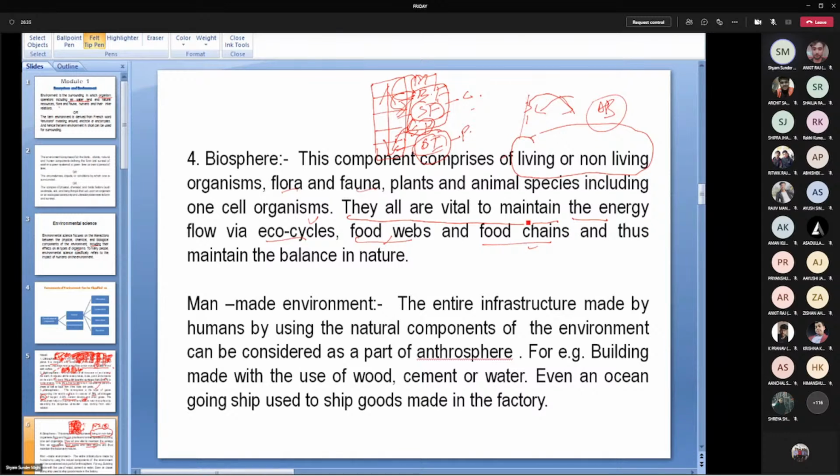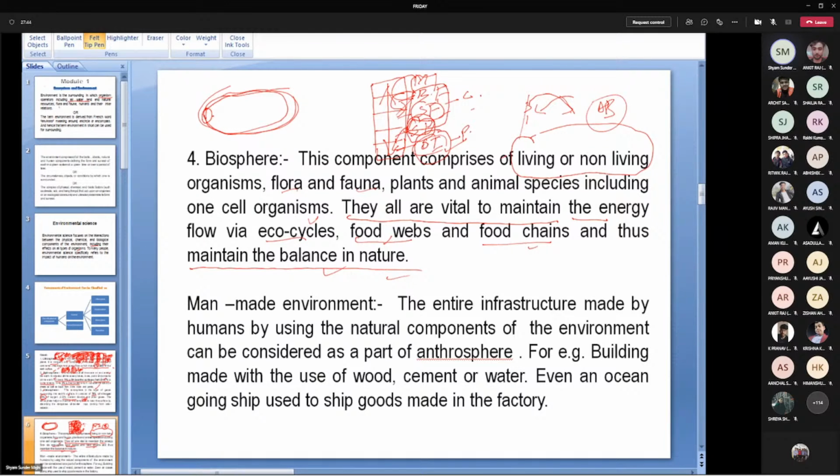So they are all vital to maintain the energy flow via ecocycles, food webs or food chains, and thus maintain the balance in nature. Now the question is why this line says thus maintains the balance in nature. Suppose the small insect is not consumed by the small plants. What will be the effect? Suppose this is your pond. If the small plants keep growing and are not consumed by others, by default this total area will be covered by the small plants. Similarly, others will also be covered. What will happen? After a certain time there will be a blockage. Therefore this is called thus maintaining the balance in nature.